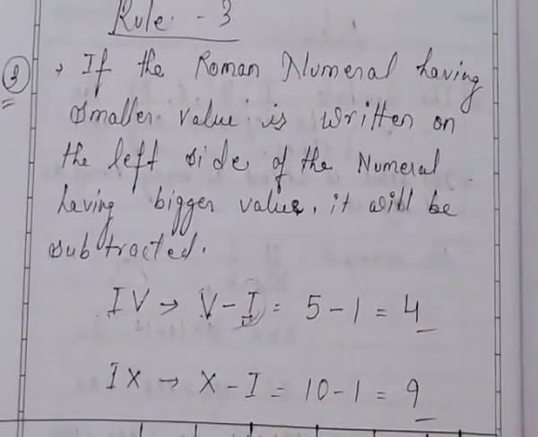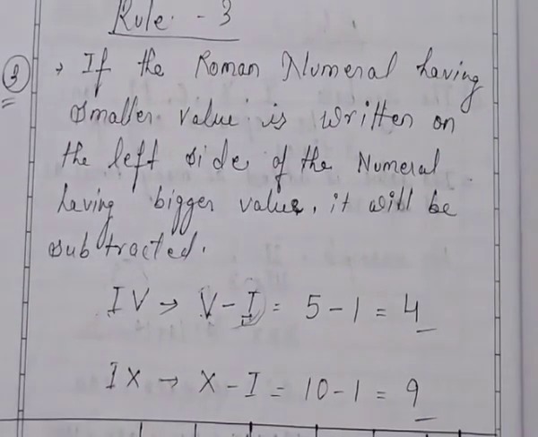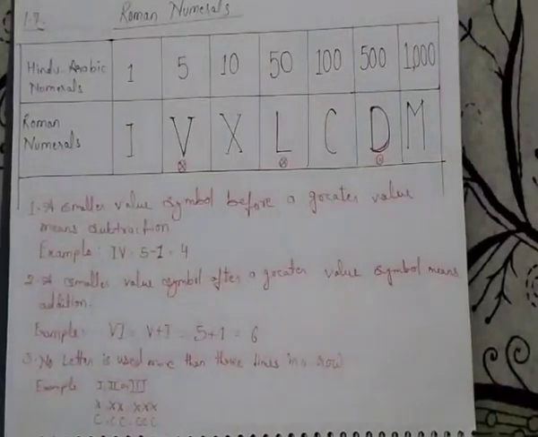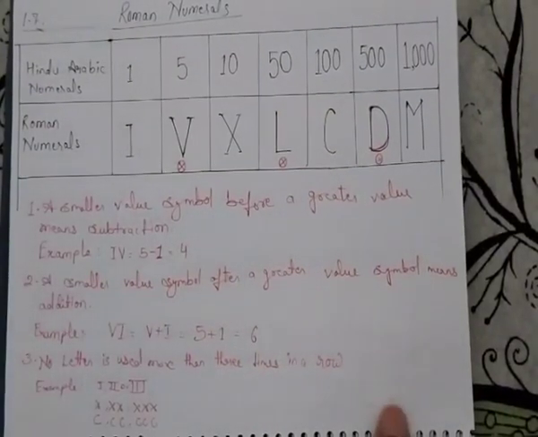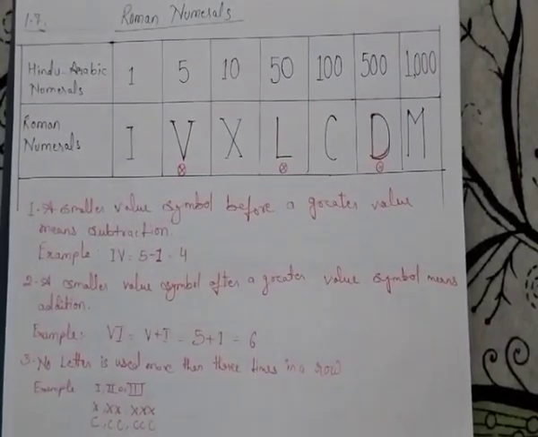I hope you understand all the rules. Let's revise it again in a shorter way. This is the table, Hindu Arabic to Roman numerals, which you have to make in your notebook. I will give you how to make it in your notebook with the notes in the PDF file.